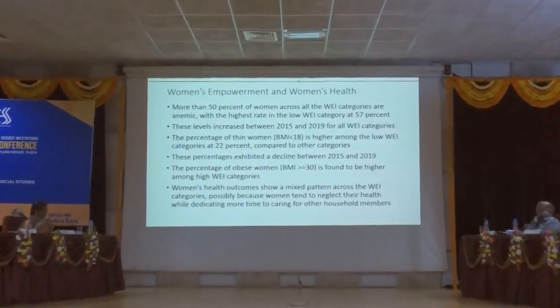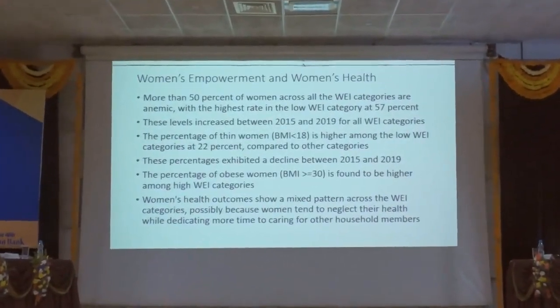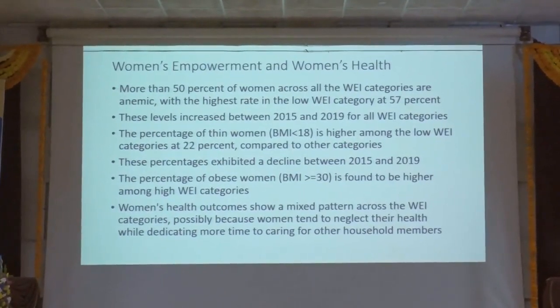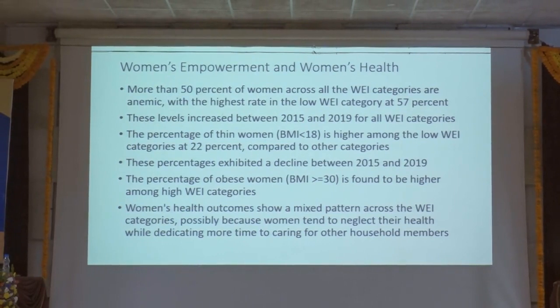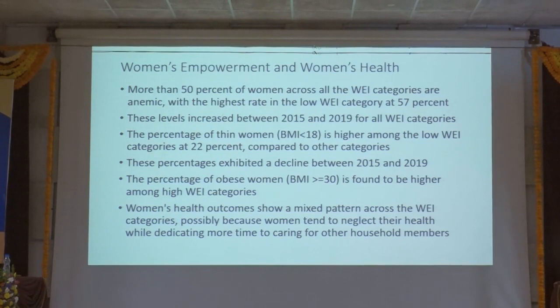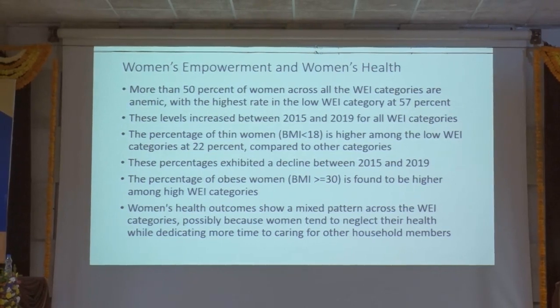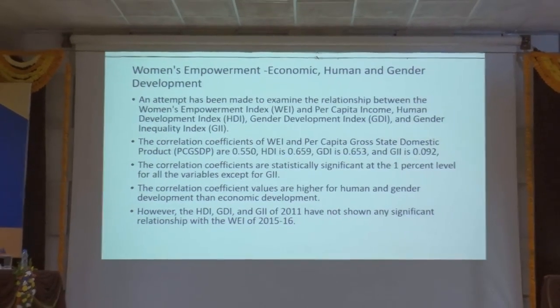Similarly, women's empowerment and women's health are also linked to the low empowerment range. More of them are thin, and their anemia levels are also low. But one contradictory result shows a mixed pattern: as empowerment increases, obesity also increases. So that is one mixed pattern that is there.